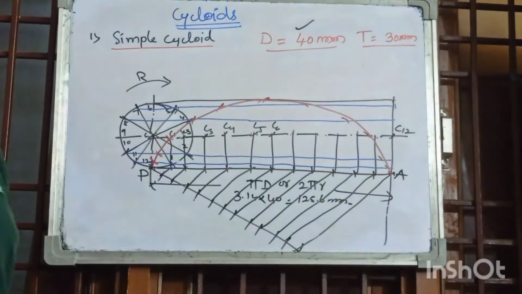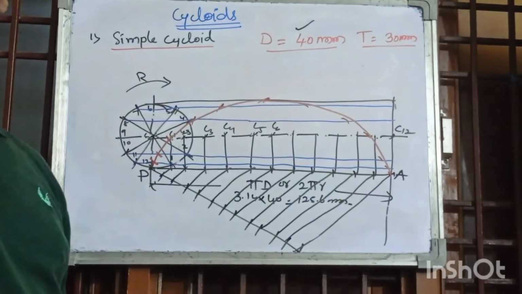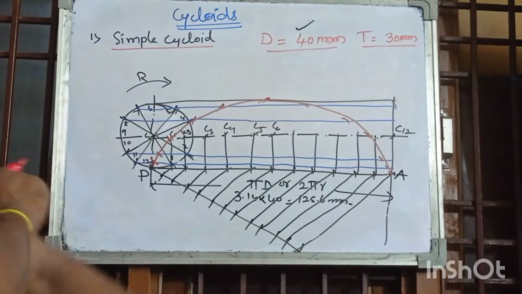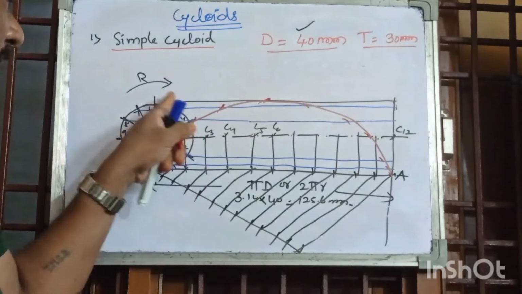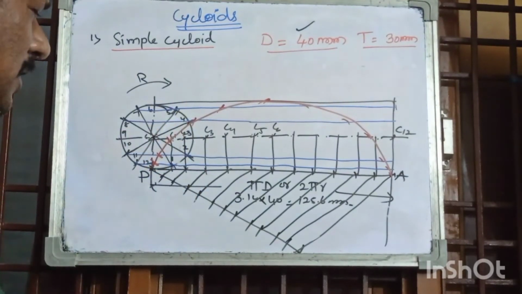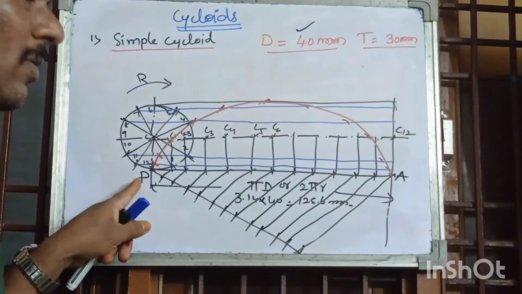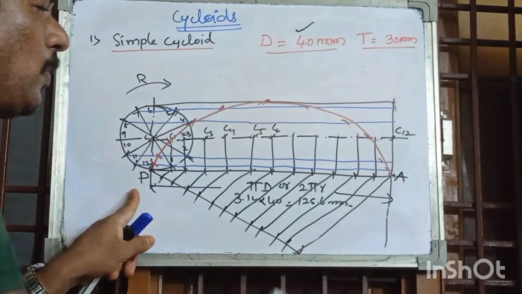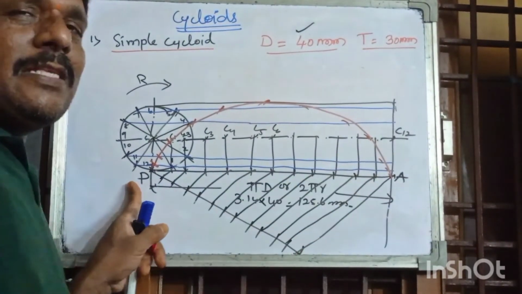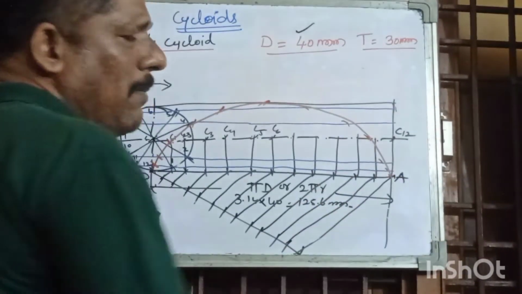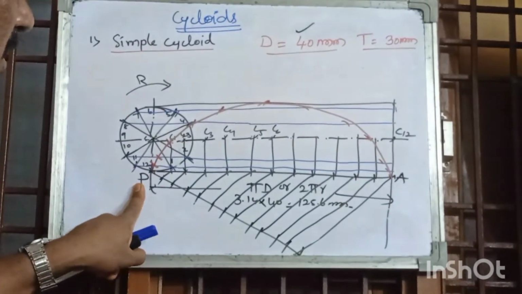you will get a cycloidal curve. This is a very, very important thing: you must divide into equal divisions. All the angles should be equal. So equal divisions, and here P to A, whatever this circumference length is, this length is also divided into an equal number of parts. It is also very important.